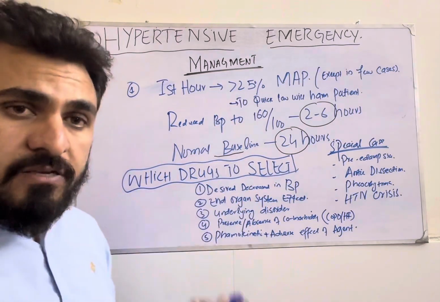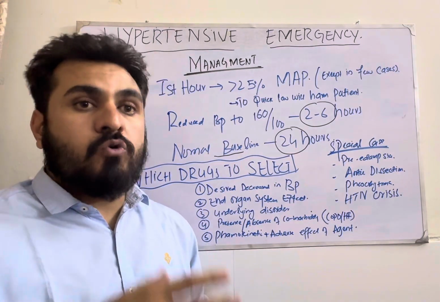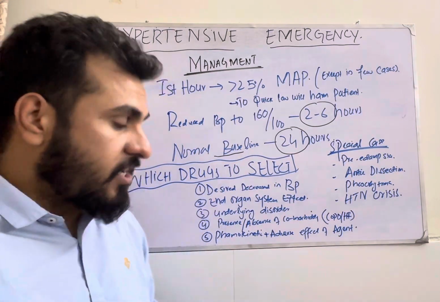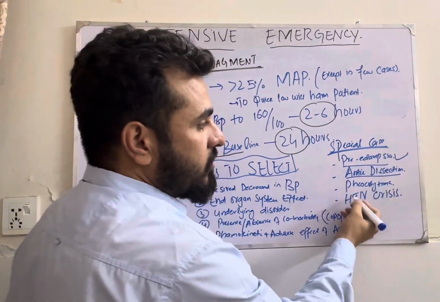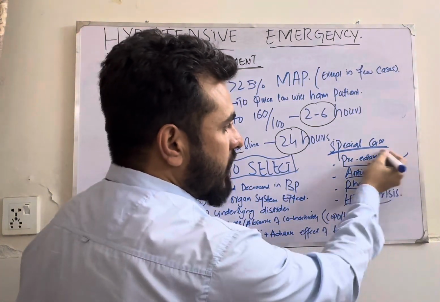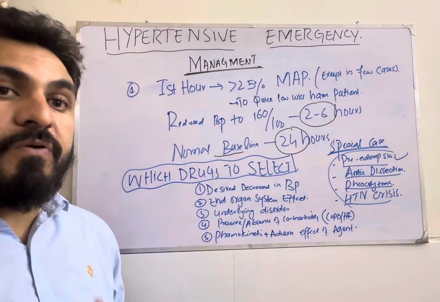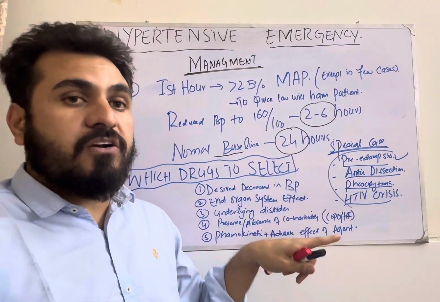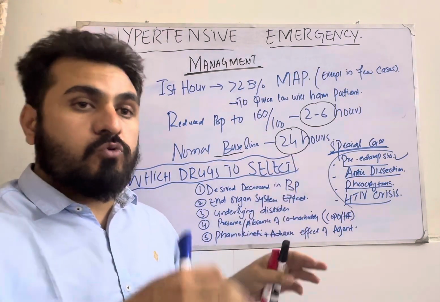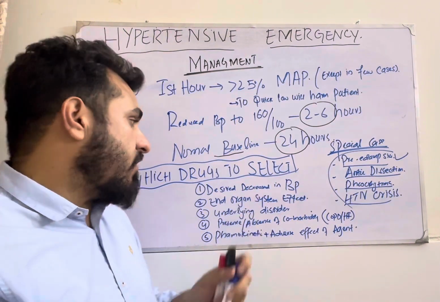Yeah, there are some cases in which it is very important to drop the BP very quickly, like when the patient has preeclampsia, aortic dissection, pheochromocytoma, and hypertensive crisis. These are the few exceptions in which it is very important to drop the BP very quickly, irrespective of mean arterial pressure. In all other conditions, it is very important to drop the BP very slowly in order to avoid hypoperfusion in different organs.